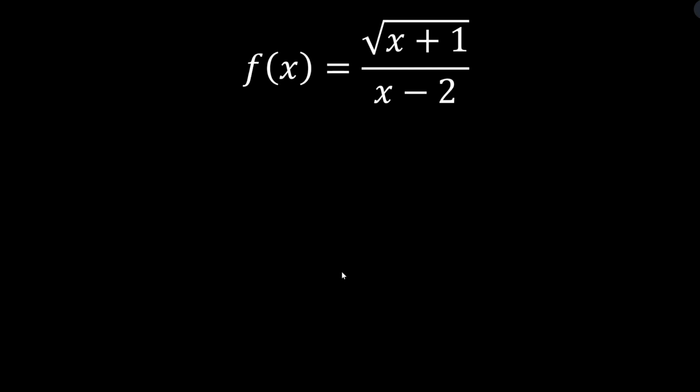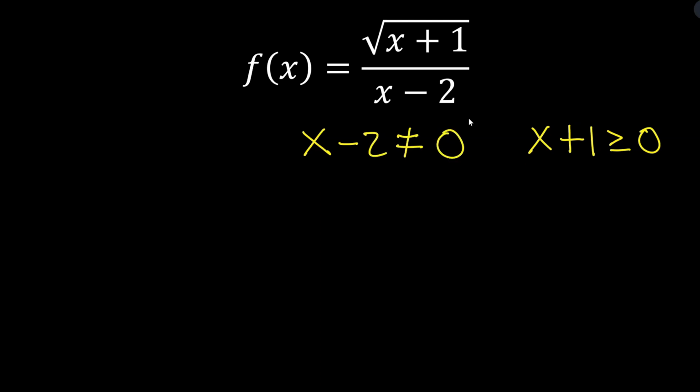Again, we have two restrictions. I see a square root. This time it's in the numerator. So we have that x plus 1 must be greater than or equal to 0. And we have a variable expression in the denominator. So we also have x minus 2 cannot equal 0. So two domain restrictions. So let's go one at a time.